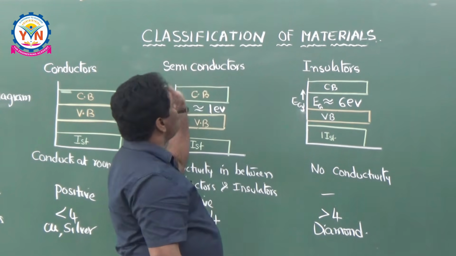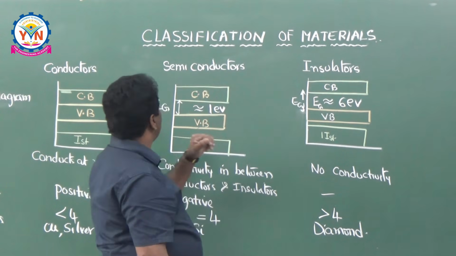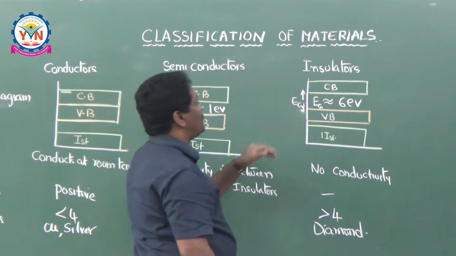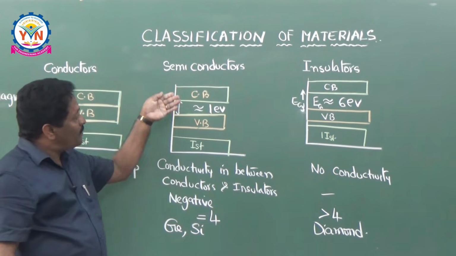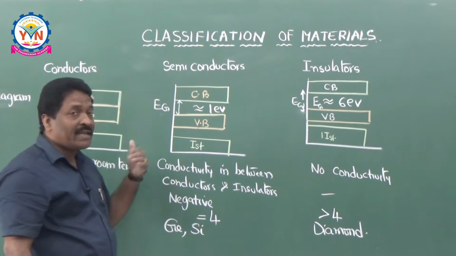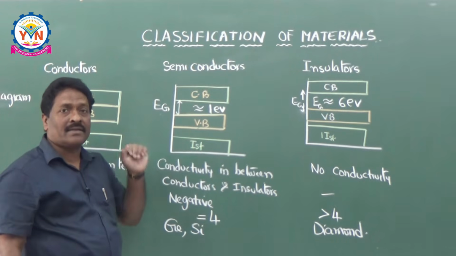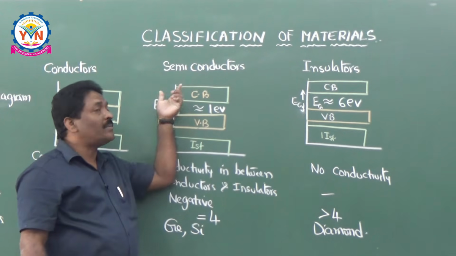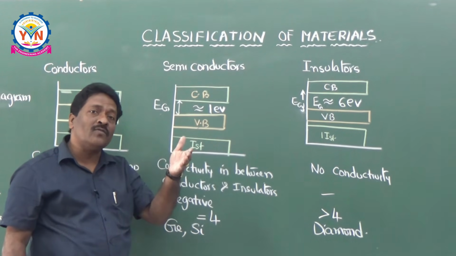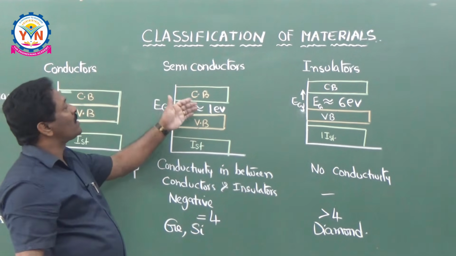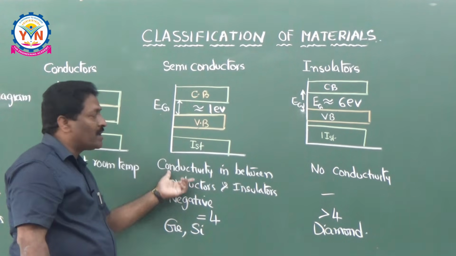So, taking these material classifications, you have seen what a conductor is, what a semiconductor is and what an insulator is. From this point onwards, my interest is only in semiconductors, because semiconductors are the materials which are very useful for our electronic devices and circuits. Out of all these materials, our requirement is only semiconductors.